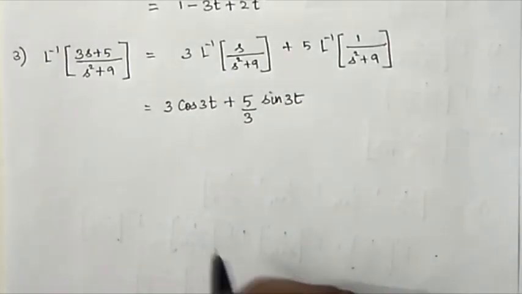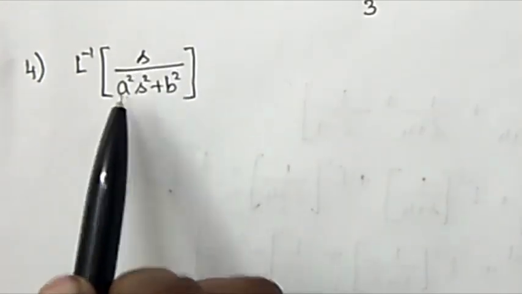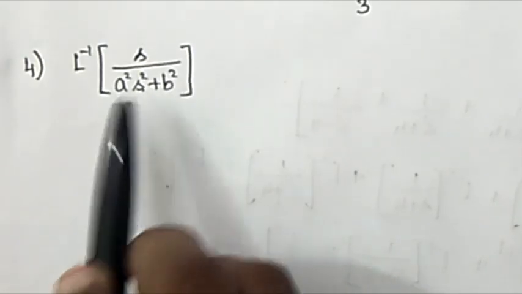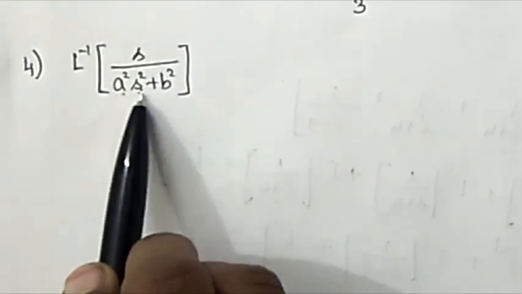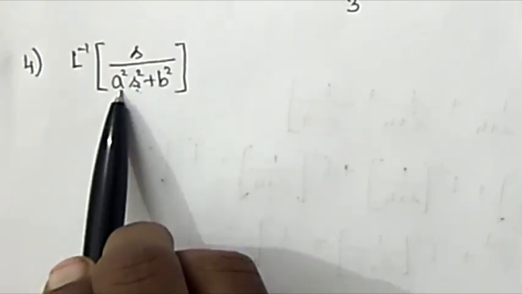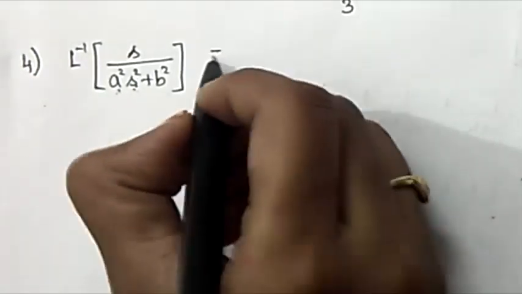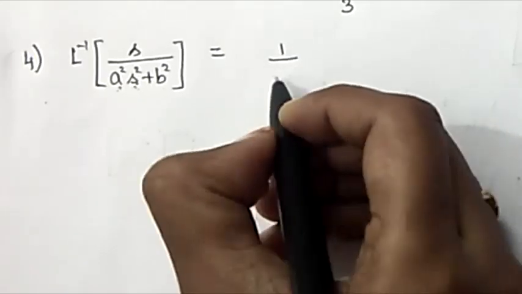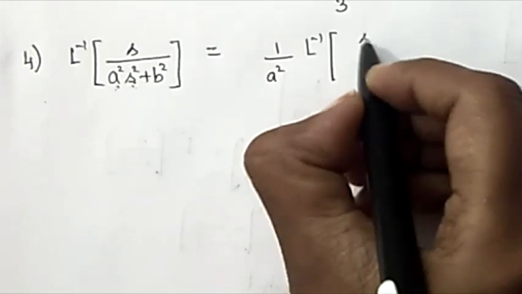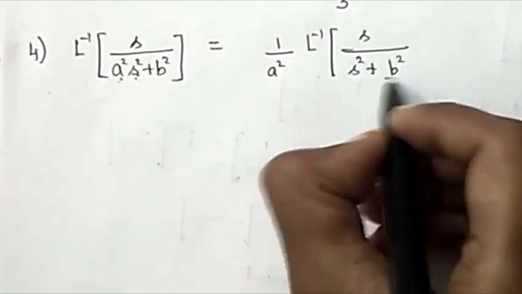So very simple problem. The next problem, L inverse of s divided by a square s square plus b square. Now if you see in the denominator, there is a coefficient of s square which is a constant. Always let us have the coefficient of s square to remain 1. So I will try to take this constant outside and I will rewrite this as 1 by a square has been taken outside. So L inverse of s divided by s square plus b square by a square.